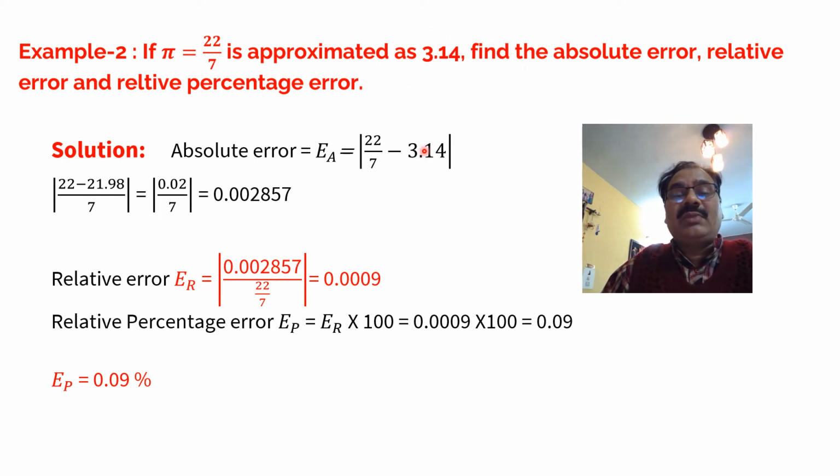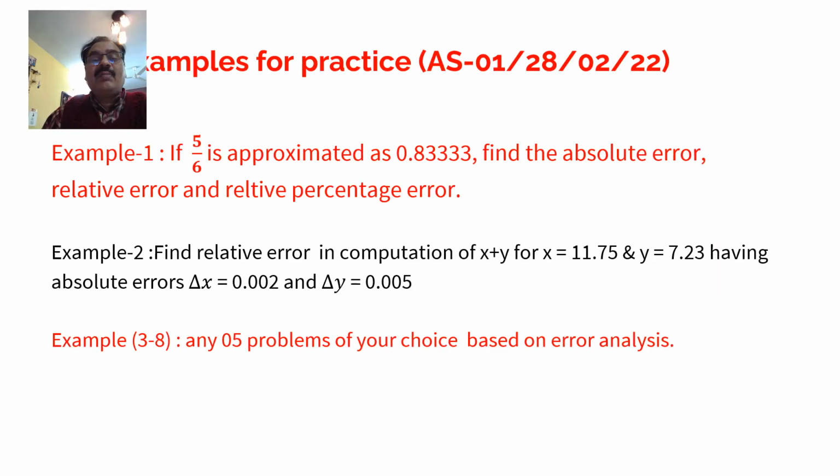Multiplying 7 with 3.14, you will get 22 minus 21.98 by 7, which is 0.02 by 7, and that is 0.002857. Similarly, the relative error will be 0.0009, and multiplied by 100 for percentage, you will get 0.09 percent. So in this way you can find the absolute error and relative error for any approximate numbers.